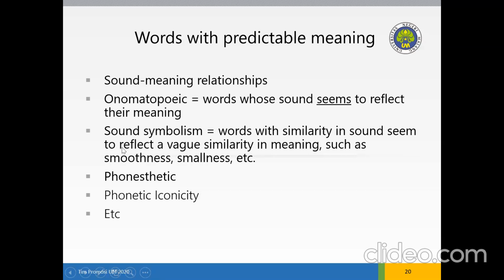Okay, so in the context of linguistics, words with predictable meaning generally refers to words whose meaning can be anticipated based on their morphological structural components. These words often follow recognizable patterns, and their meanings can be inferred by understanding the morphemes or affixes they contain.